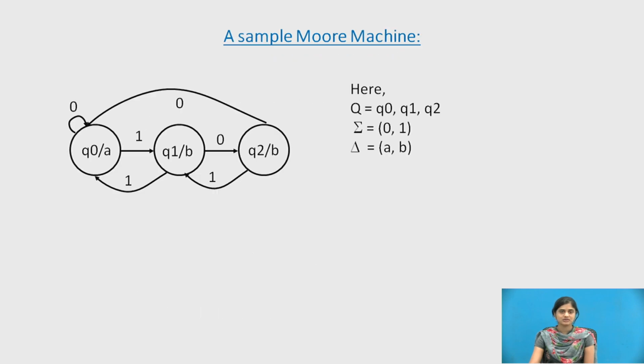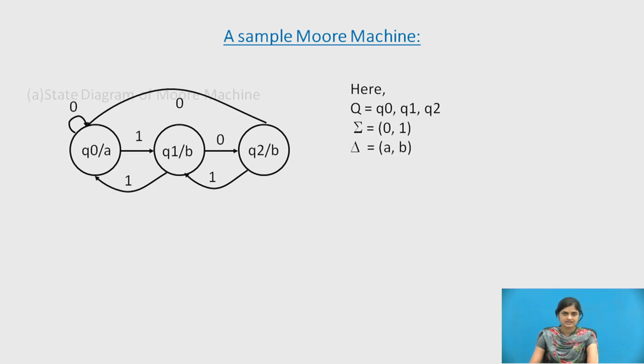A sample Moore machine is given here. So here we can define the set of states, that is Q, as Q0, Q1, Q2. That is, we can see in the machine there are 3 states available. Next is the alphabet. So here the alphabet is having 2 input symbols, 0 and 1. Then your output alphabet is also having 2 symbols, A and B.